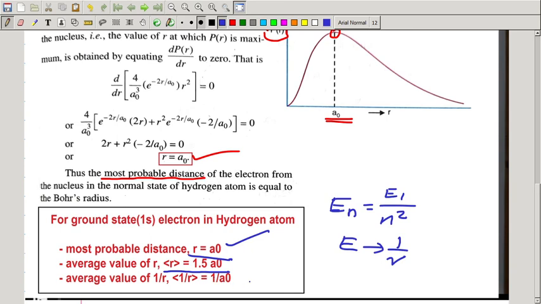So there is no contradiction for energy. So correct this point: the most probable value of the 1s electron is A0, not 1.5 A0. But the average value is different. The most probable value may be different from the average value. The average value is 1.5 A0, and the average value of the inverse of distance, 1 by r, is 1 by A0. So please make these corrections.